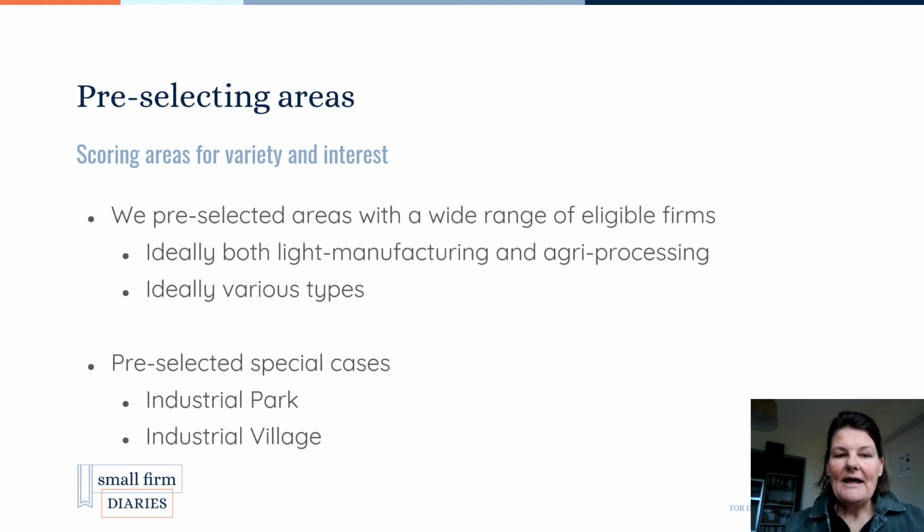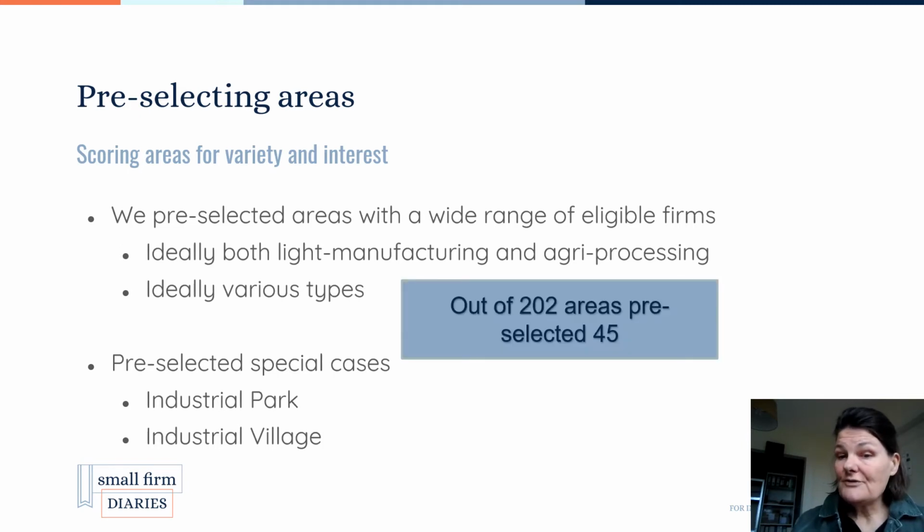In Addis Ababa, we're also selecting some special cases. We wanted to include one industrial park and two industrial villages. So these were also pre-selected, even though they're probably less varied in terms of businesses. So out of the 202 area descriptions we had, we selected the 45 most interesting cases.